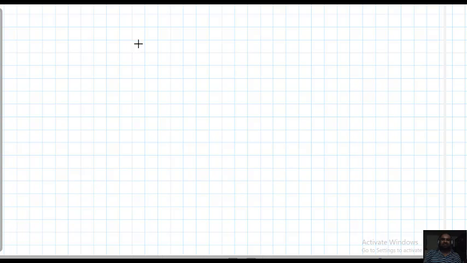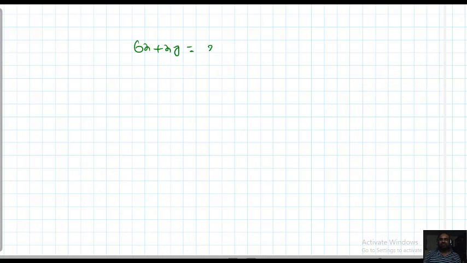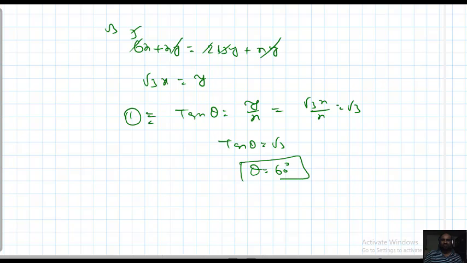6x plus xy. Students, you need to create the relation between y and x. For example, y equals √3x like that, then after that you can find theta. So 6x plus xy equals 2√3y plus xy. I think xy gets cancelled. 2 ones are 2, 3 ones are √3 times √3 times, so √3x equals y. Now I want to take the first equation, tan theta equals y by x. Instead of y I can write √3x by x, that is equal to √3. So what did I get? Tan theta equals √3. Theta should be 60 degrees. So the angle made by the sun ray with the ground is 60 degrees. We should write the conclusion.